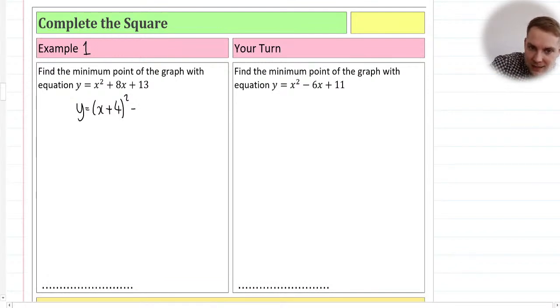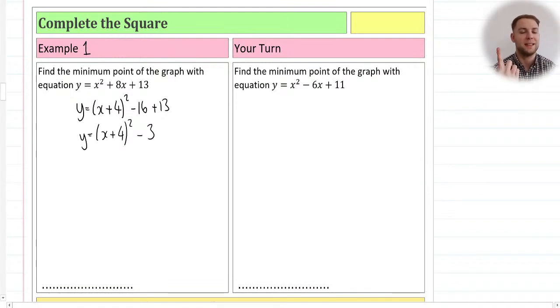So minus 16 plus 13, like so. And 13 minus 16 is -3. So we end up with y is equal to x plus 4 all squared minus 3.